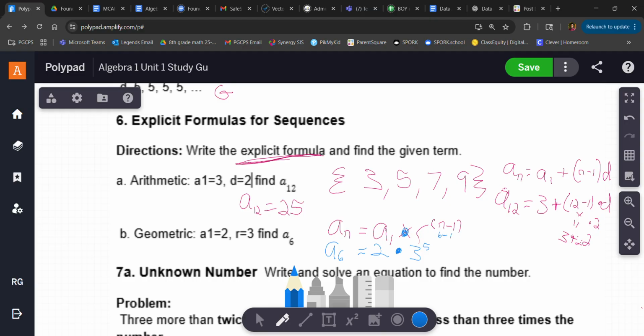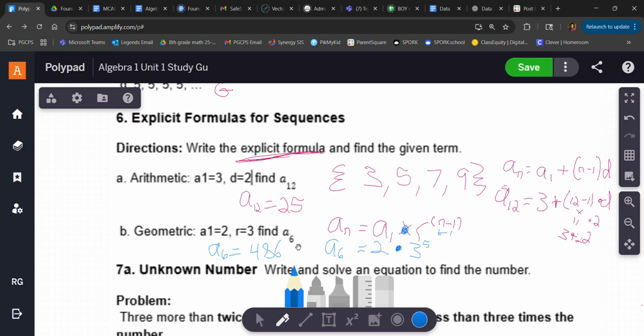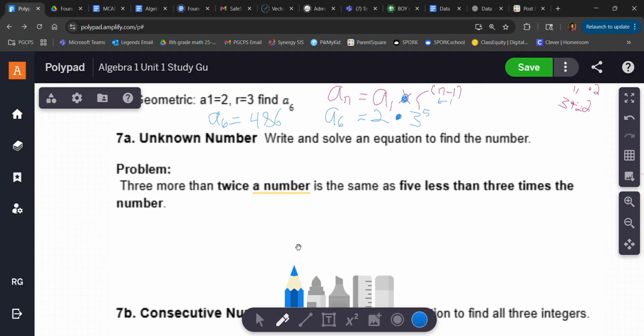Once students do that, they can go ahead and multiply. So 3 times 3 times 3 times 3 times 3 is 243, times 2, our first term, will give us A6 is equal to 486. Right, that's a whole lot easier. We can plug in the formula and jump straight to the 6th term instead of having to go in order.